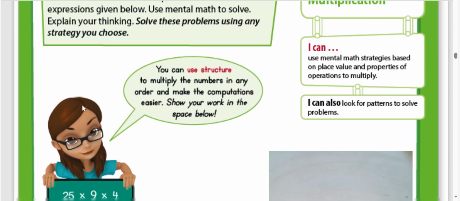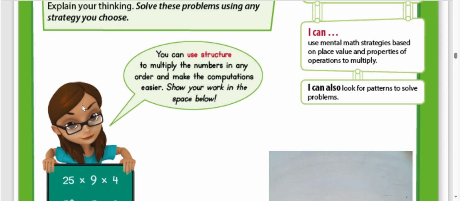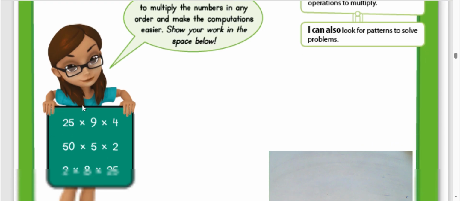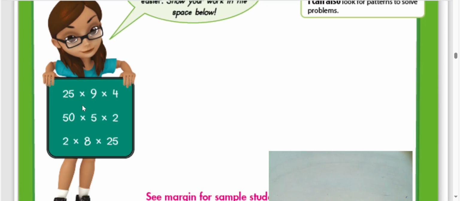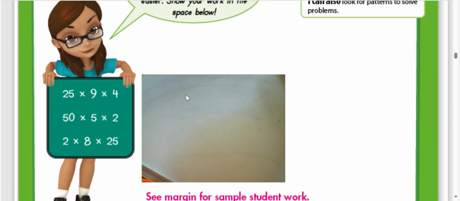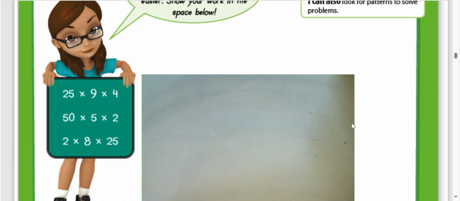You can use strategy to multiply the numbers in an array, order and make the computations easier. Show your work in the space below. Okay, you can also in this lesson look for patterns to solve problems. In this example, who can tell me the answer here to find the result?